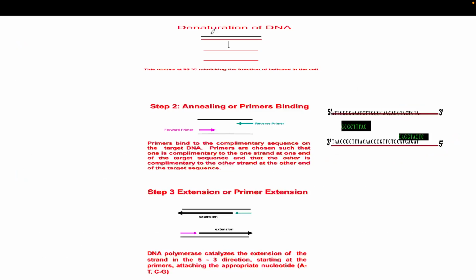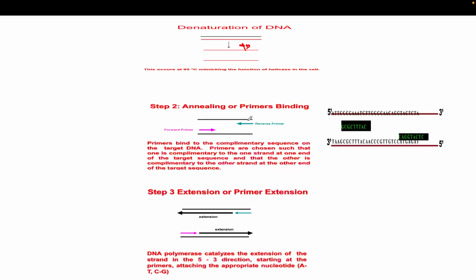So this is the procedure. In the first step there will be denaturation of the DNA. Suppose this is your template DNA. At a higher temperature, around 95 degrees Celsius, it separates into two strands. Then in the second step, annealing of the primer, or primer binding, will happen at a particular temperature like 50 degrees Celsius, as we have seen earlier. So from 50 to less than 72 degrees Celsius, this primer annealing will happen.